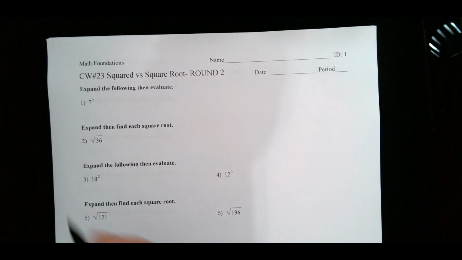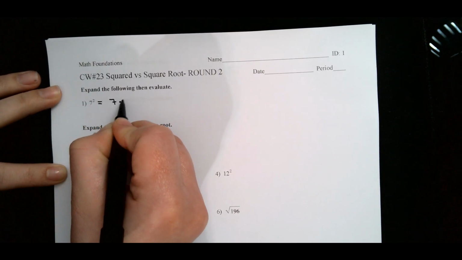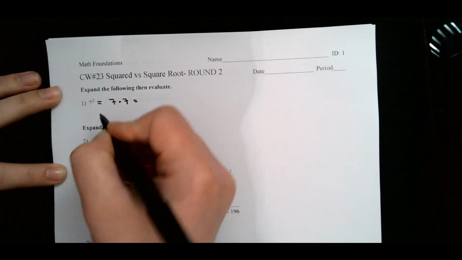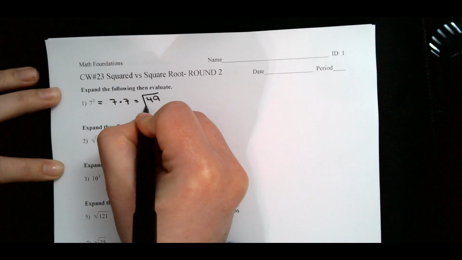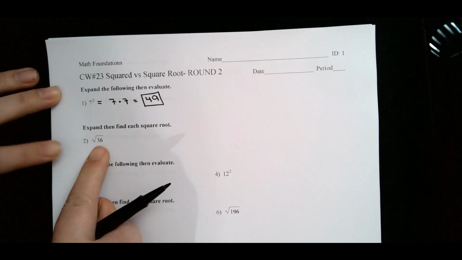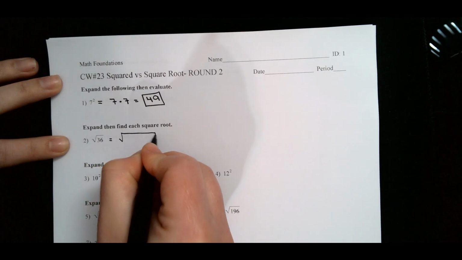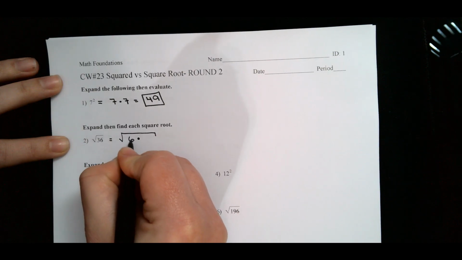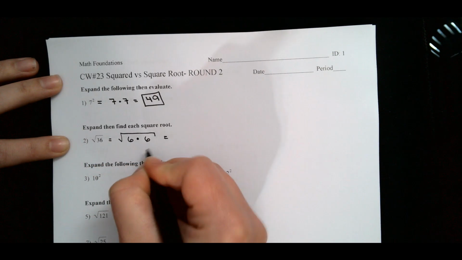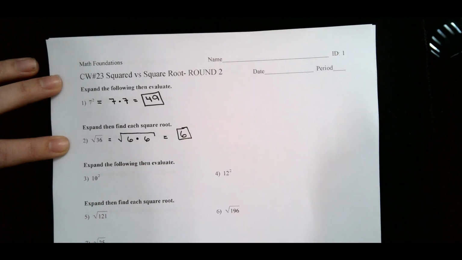So if you see a squared, you're going to expand and multiply. 7 times 7 is 49. If you see a square root, you're going to break it apart, keeping the house. What number times what number is 36? 6 times 6 is 36. What number is the same? 6 is the answer. So the square root of 36 is 6.